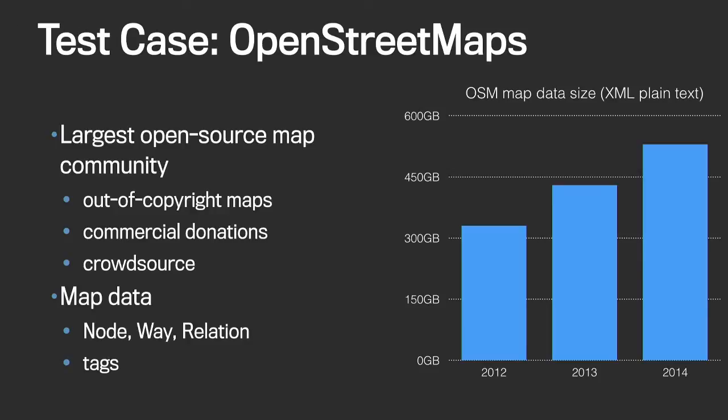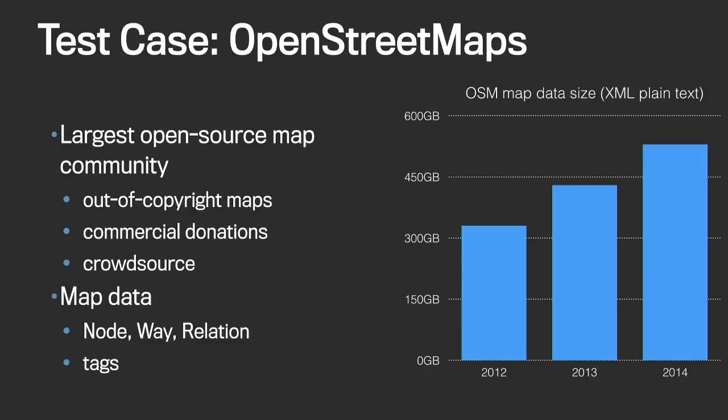One is out-of-copyright data, like government maps. Another is commercial donation from mapping companies. And then crowdsourcing is also a major component of OpenStreetMap. People try to map their own roads by GPS data or by satellite image. And as Igor mentioned, it's not a huge amount of data. It's not growing super fast, but it's growing roughly linearly every year, adding about 100 gigabytes to the database every year. So by now, it's roughly 550 gigabytes of data.